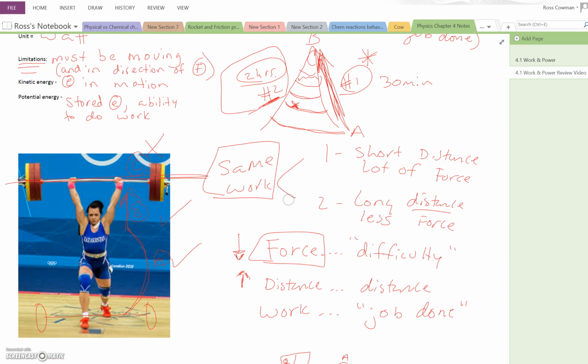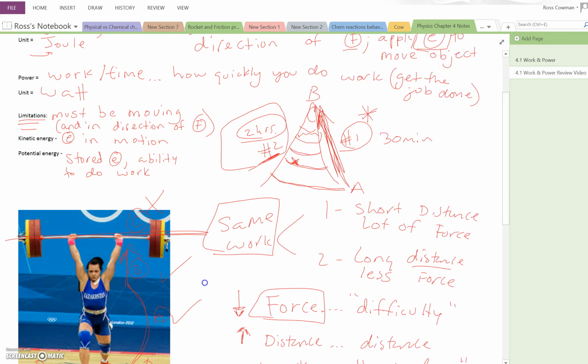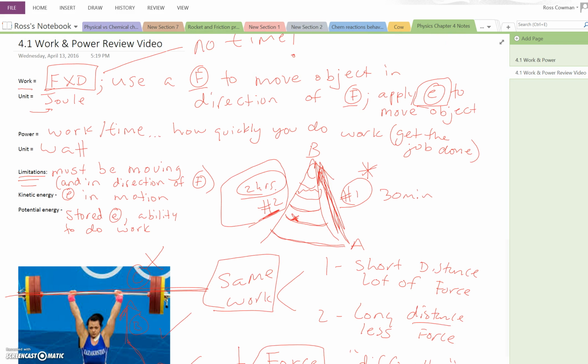Like with this weightlifter here, if she's just holding that weight overhead, she is not doing any work, even though it is really, really difficult. If we want to reduce how difficult something is when we're doing work, we increase the distance, because that means that in any one second, we're expending less force. Power is how quickly you do work: work divided by time. This is where time comes into account. We need to always remember the limitations, right? One, that it must be moving, and two, that it must be moving in the direction of the force.